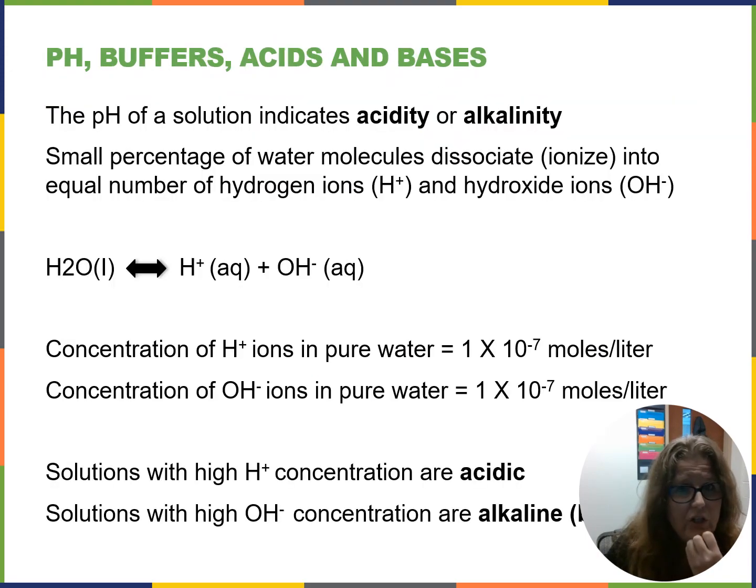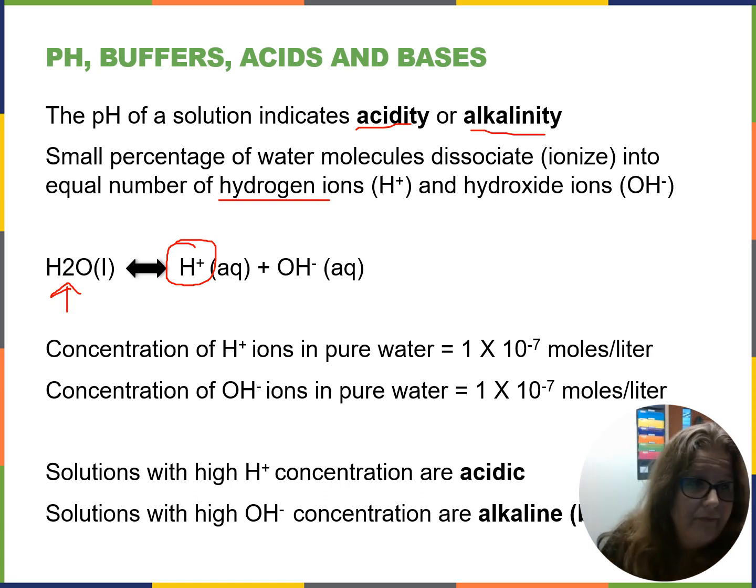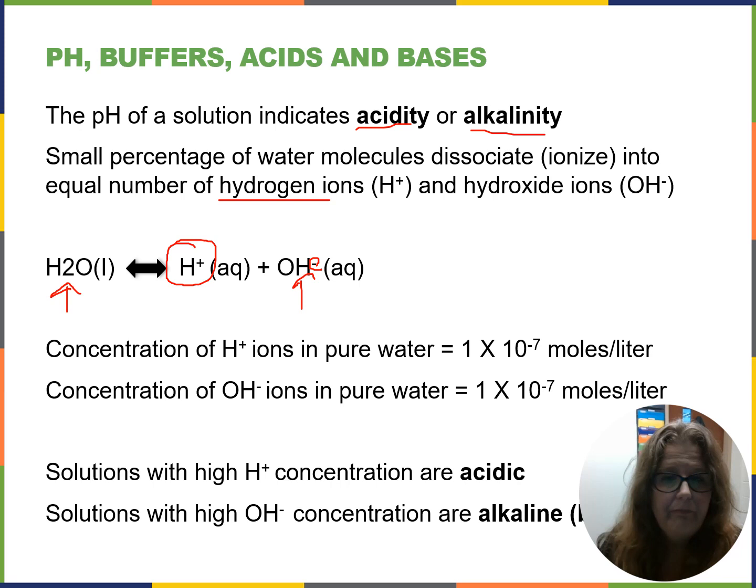All right, and now we're going to talk about pH. So pH indicates acidity or alkalinity, so if it's acid or base. This is our equation here. We have the water separating into our hydrogen ion, H+. It's really just a proton because it's a hydrogen atom that's lost its electron. Where does the electron go? Well, it's over here with this hydroxide ion. So hydroxide ions and hydrogen ions. And we talk about the concentration.